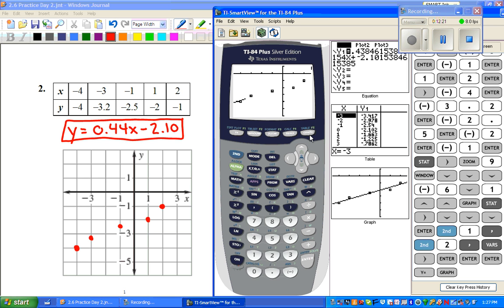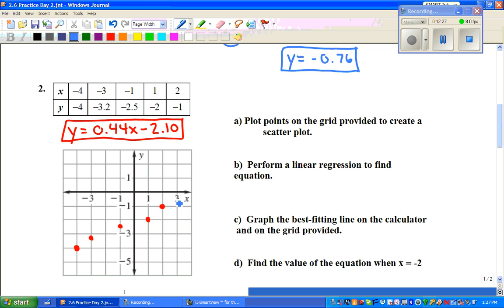I'm going to hit graph. And now we have my line of best fit. And I'm going to copy that line of best fit. I'm going to go straight through, just like that. And our equation, if you take a look at it, negative 2.10, yeah, we're kind of around there, right? And then it looks like we're going up 1 over 2, right? Or down 1 over 2. And that looks like what my slope of this line is.